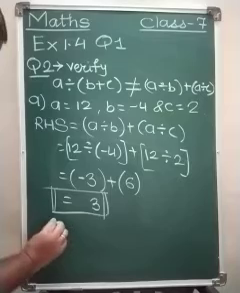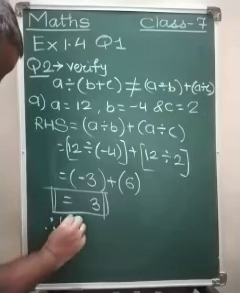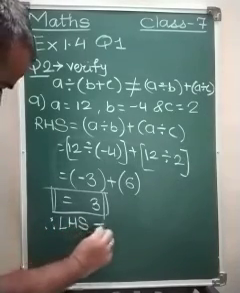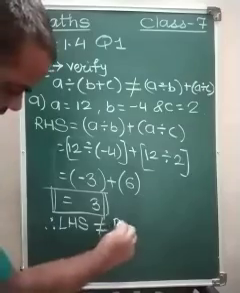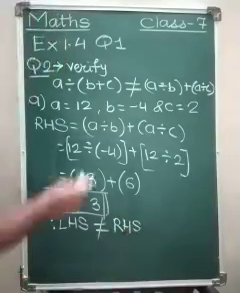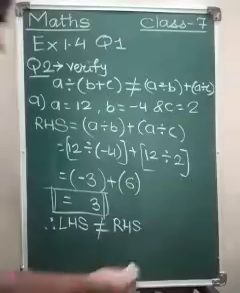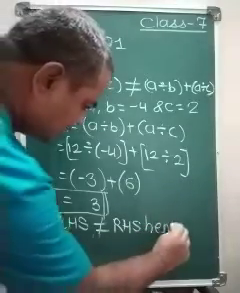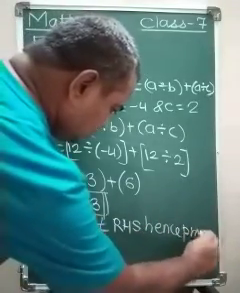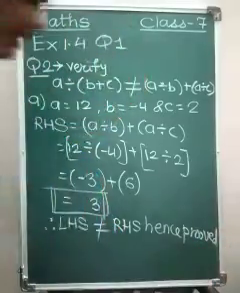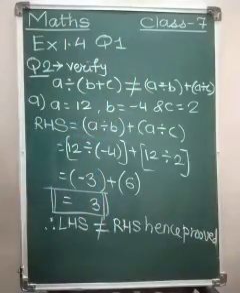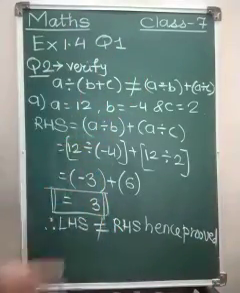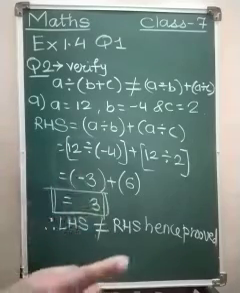Therefore, LHS is not equal to RHS. We have shown that they are not equal, hence proved. Okay, so this is question number 2, A sum. Take the B sum for the homework.